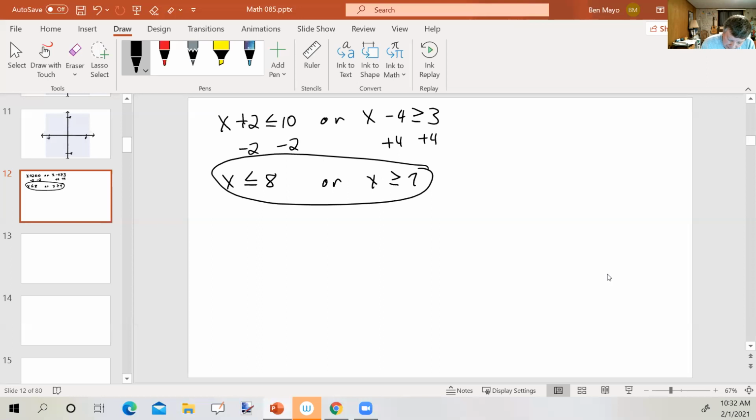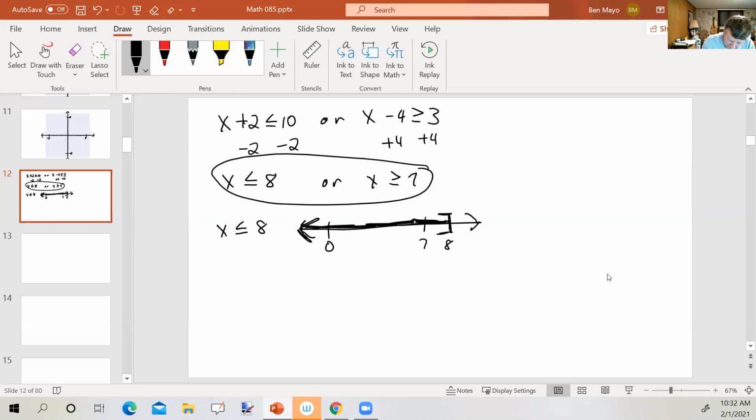Let's take a look at the graph of x less than or equal to 8. We've got 0, and we'll put a 7 there and an 8 there. X is less than or equal to 8. We'd have a bracket at 8 with an arrow going to the left. So everything less than or equal to 8.